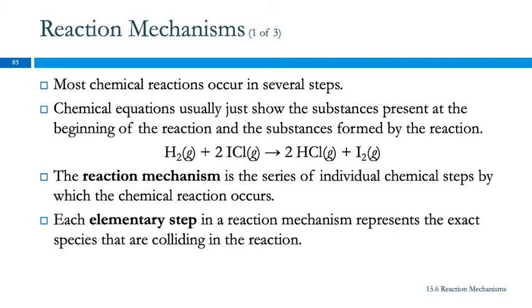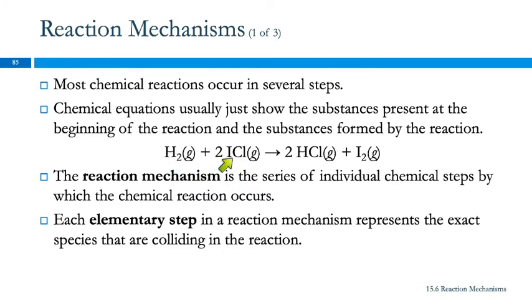So chemical reactions occur in several steps. And when we look at the chemical equation, we just see what's there at the beginning and what's there at the end. And to avoid our previous problem, we'll pay attention to the coefficient here. So H2 reacts with two ICls to form two HCl and I2. And when we look at this overall reaction, we can't tell exactly how that's happening.